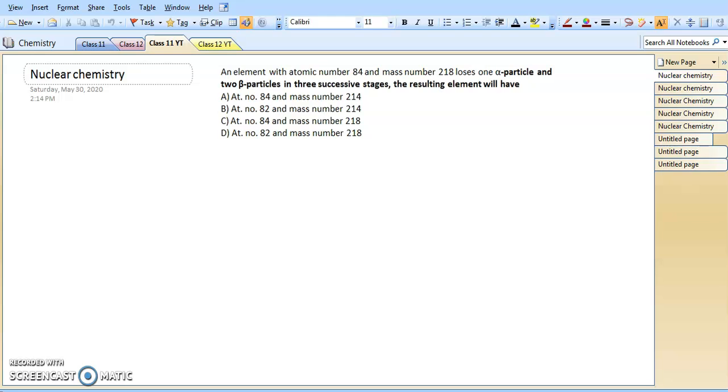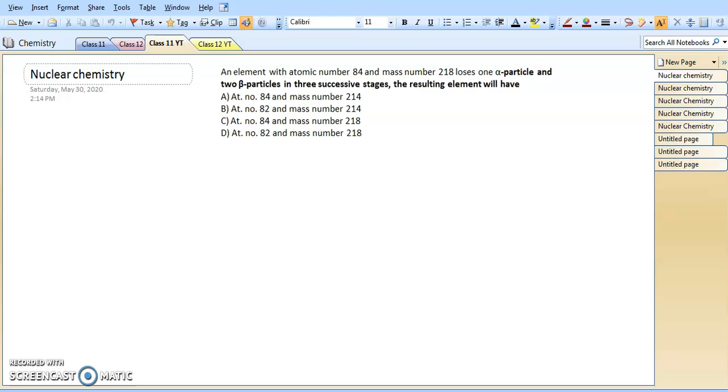Okay, now let's see. This is a new topic. Even after finishing 12th standard, many times it happens that students are not aware of this topic, which is known as nuclear chemistry. And many times in competitive exams they ask questions on it also. It's very simple. Now let's see the screen.